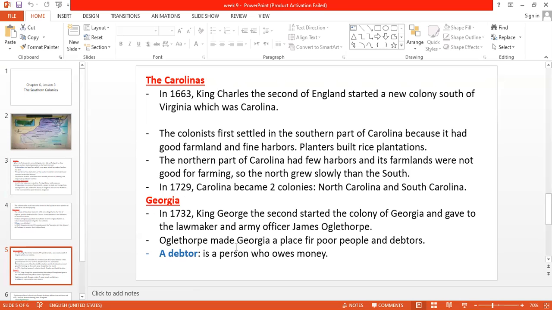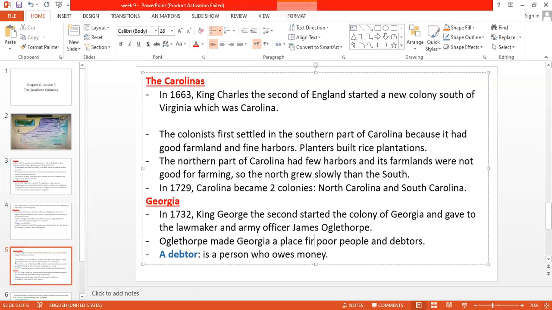What did he make? He made Georgia a place for the poor people. He made Georgia a place for whom? For the poor people and the debtors. Who were the debtors? The debtor is a person who owes money. For example, now if Mrs. Mayada took money from Yasin, for example, okay?